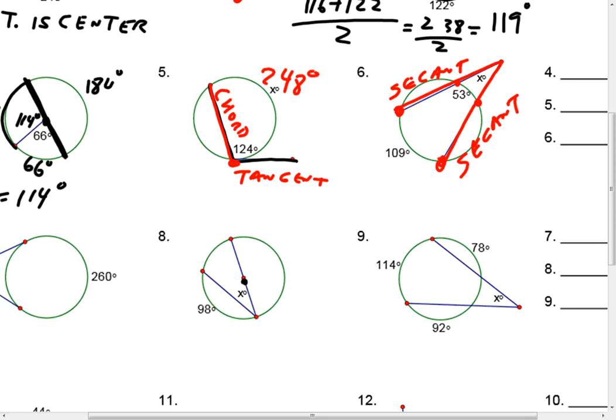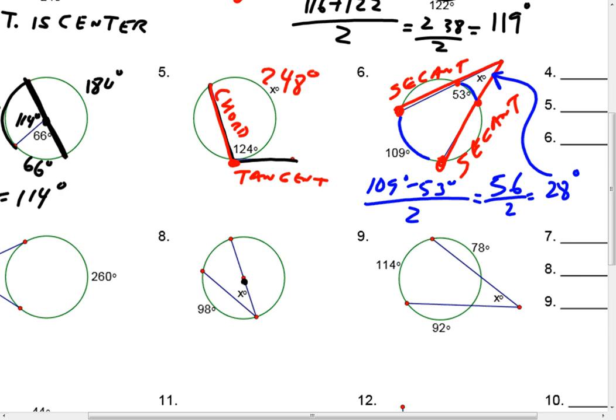Anything formed by secants and tangents: if I want the angle, I subtract arcs, divide by 2. I happen to have exactly what I need, the arcs that are intercepted. 109 minus 53 divided by 2. Got 28. What is that? That is that angle right there.